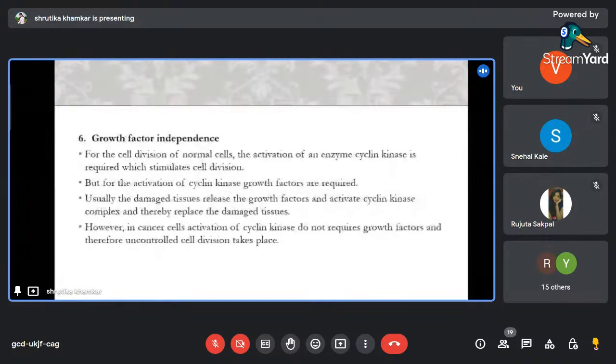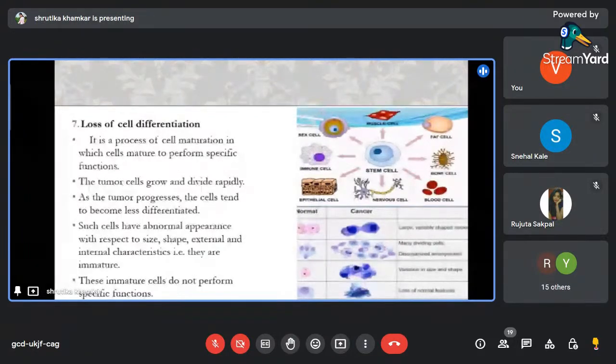Sixth property is the growth factor independence. For the cell division of normal cells, the activation of the enzyme cyclin kinase is required, which stimulates the cell division. But for the activation of cyclin kinase, growth factors are required. Usually, damaged tissue releases the growth factor and activates the cyclin kinase complex and thereby replaces the damaged tissue. However, in the cancer cell, activation of cyclin kinase does not require the growth factor, therefore uncontrolled cell division takes place.